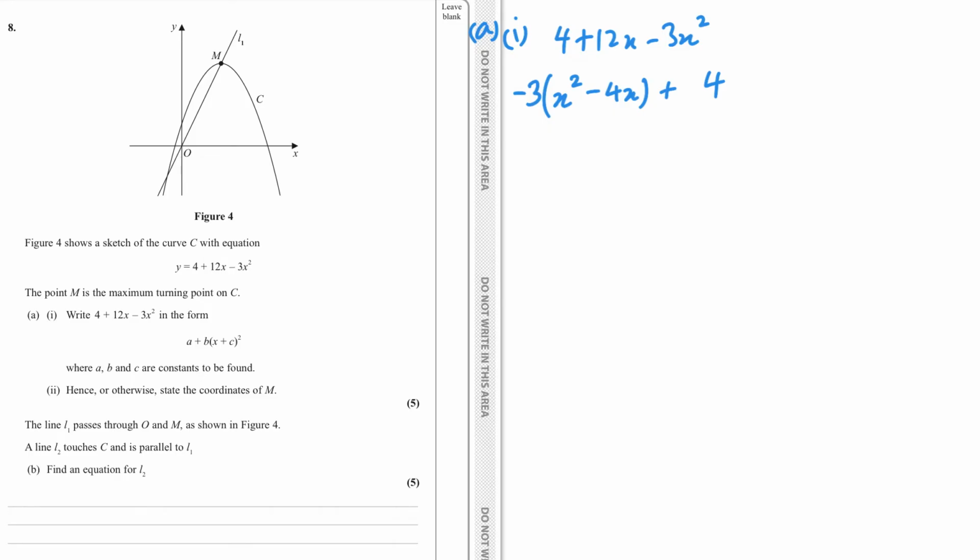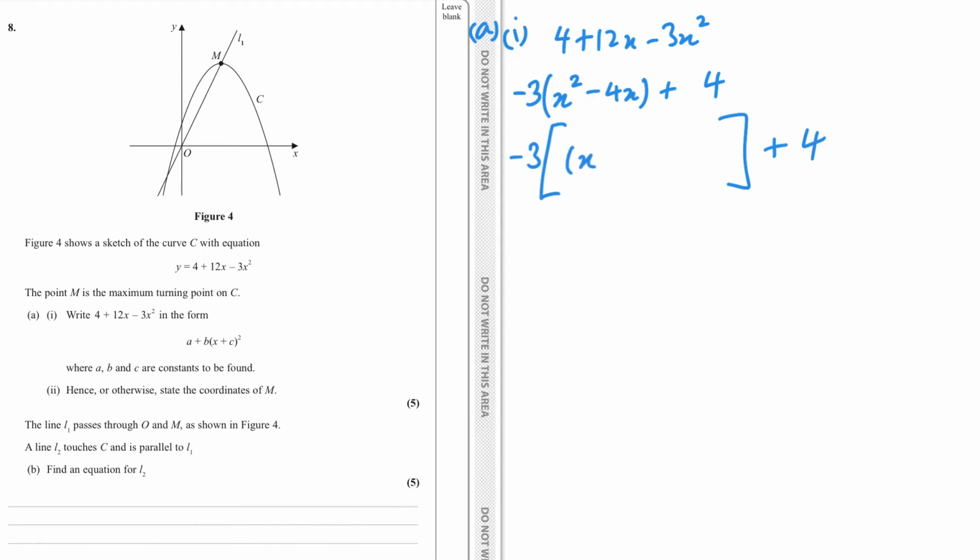So what I've done is I've just taken these two and I've taken a minus 3 out. So you can see minus 3x squared minus 3 times 4x, minus 4x, will give me positive 12x. Okay, now what I'm going to do is complete the square for that bit. So I'm leaving the minus 3, I'm just going to put some big square brackets in, and inside is where I'm going to complete the square.